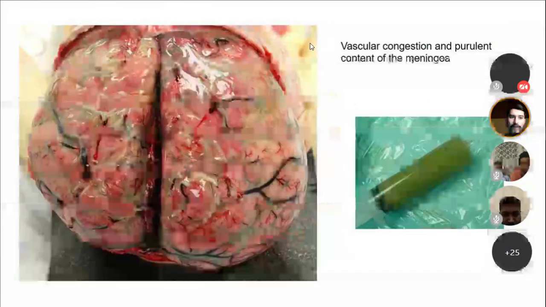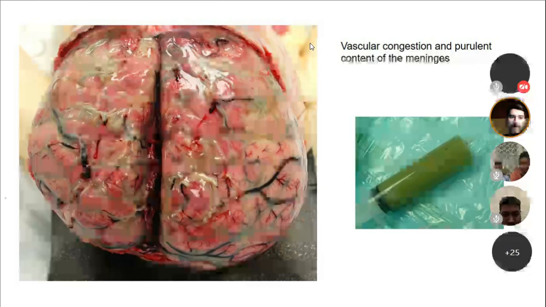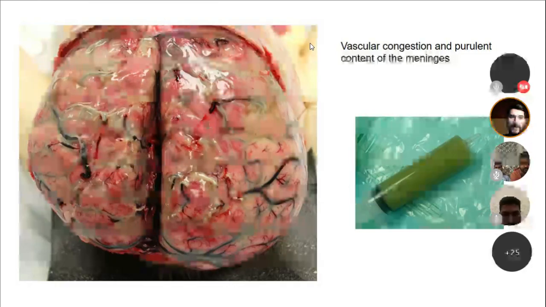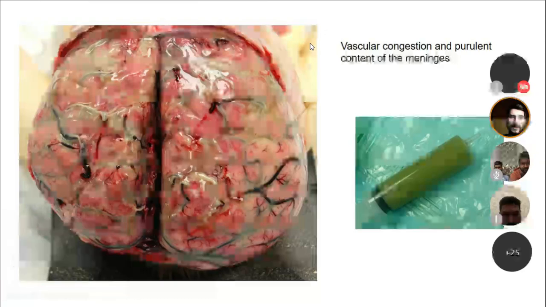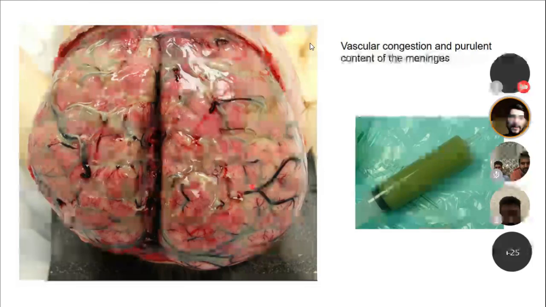so basically the pus underneath the dura mater, along with the increasing CSF, will cause increased intracranial pressure, if you understand what I mean. Again, see the vessels over here. Do you see how big they are? They're thick, so it means they're dilated. More plasma will come out of them, and the more plasma comes out, the more pressure there is on the brain. Okay.